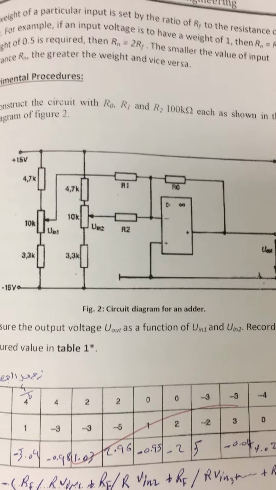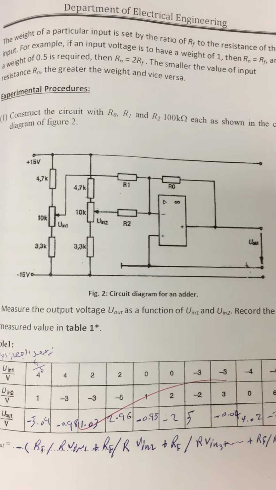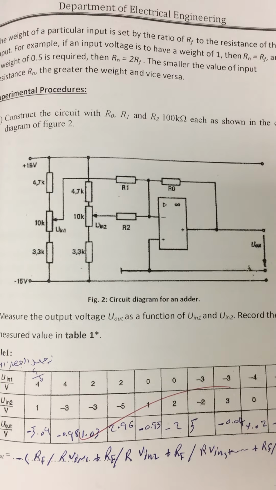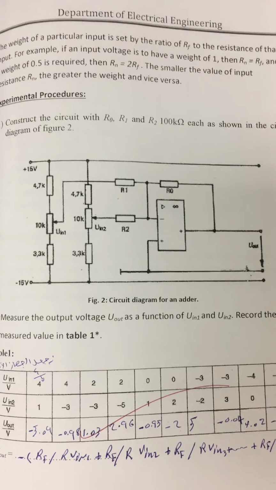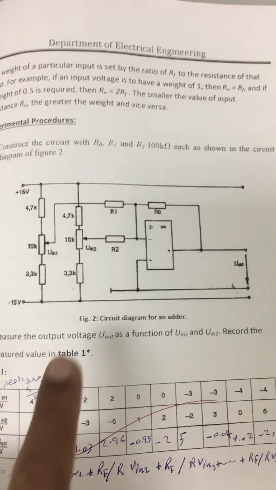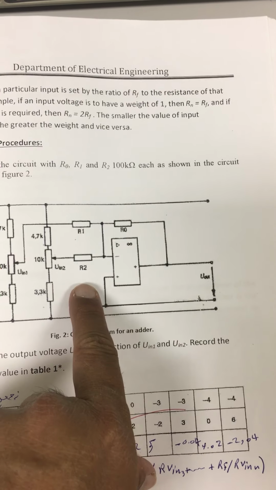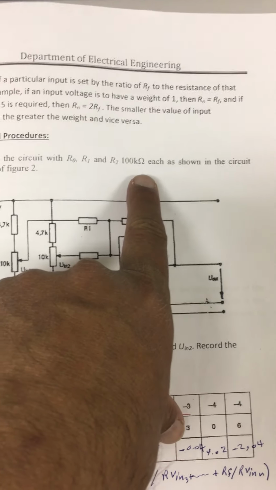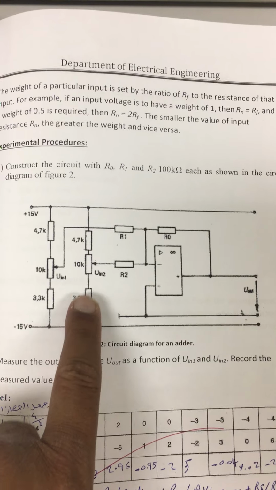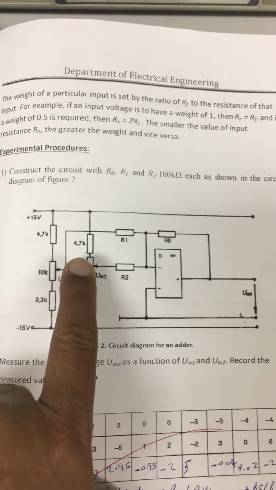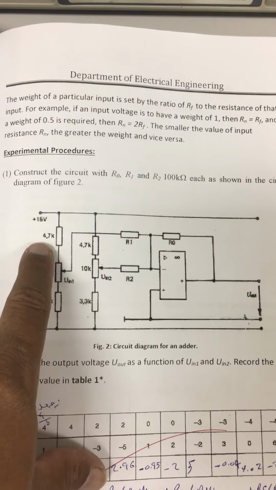Now we go for the circuit. This is the circuit of the adder. So here we are taking R0, R1, R2 as 100 kilo ohm, as you can see here. These three resistors we are taking as 100 kilo ohm. And here we have 3.3 kilo, 3.3 kilo, same as 4.7 kilo, 4.7 kilo.